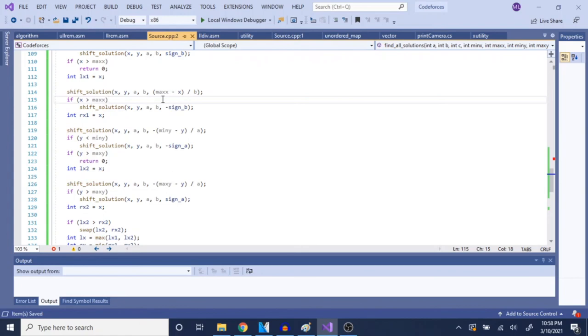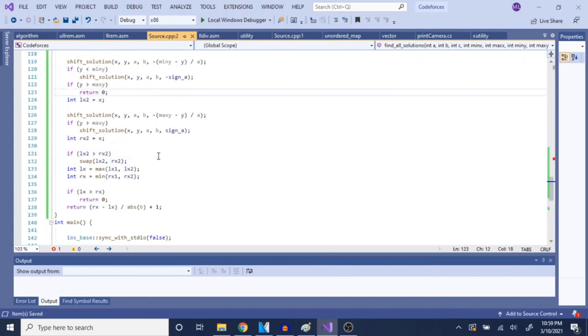I think it's for the y now. Yeah, so this is shift number of times. It makes b negative. If x is greater than max x, this is just checking for the bounds again. Now we have the right side of our x. And then it does the same shift again for the y values. So here, if y is greater than the right part of our interval, we return 0. So now once you have both of the shifts, we have lx1, rx1, lx2, rx2. So these are the left bounds of our final solutions.